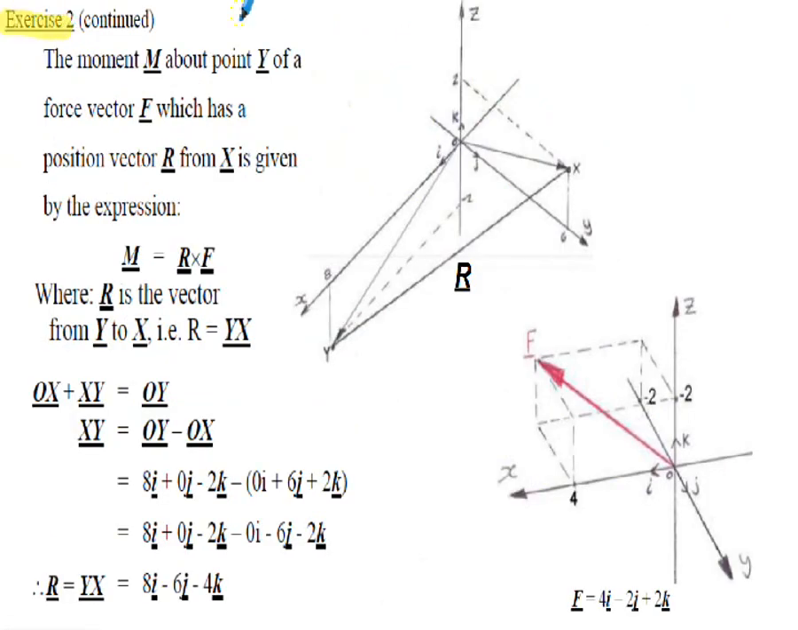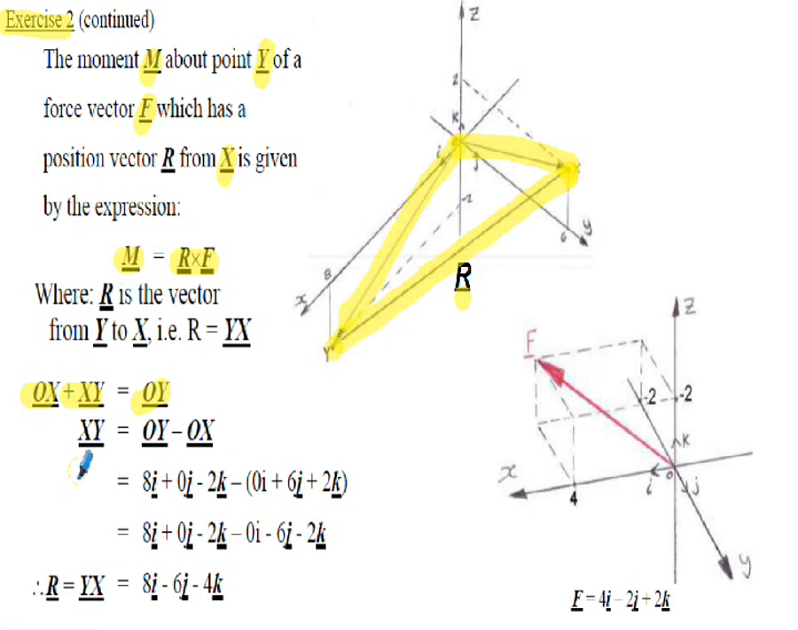Exercise 2 continued. So don't forget we're calculating moment M about point Y, due to a force vector F applied at X. So X is up here. So we need to calculate a distance YX, which has also been termed r in this particular diagram. So the moment of the force about Y will be r times F. For vector algebra, we know that OX plus XY, in other words from O to X and then X to Y, is the same as O to Y, the distance OY here.